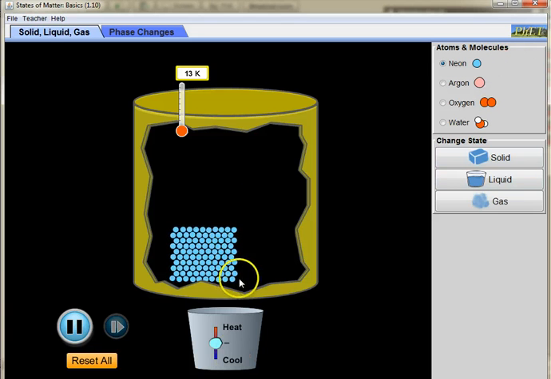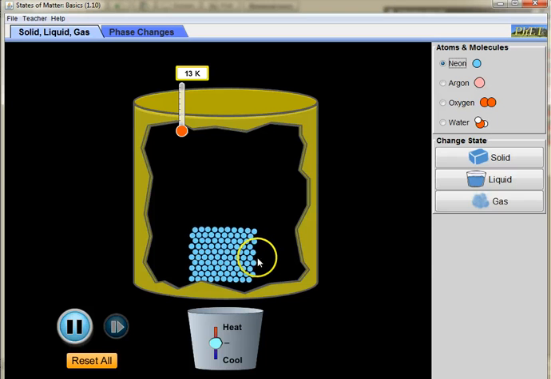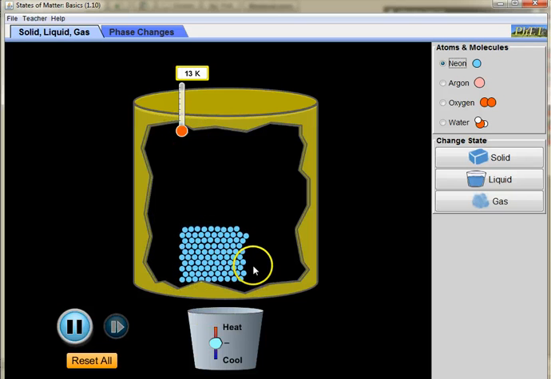And what it is basically, you have a container. Yeah, you can see inside the container, and you can see that it has some particles in it. It has different atoms or molecules which you can change. In this case, neon has been selected. You can change it to argon or oxygen or water depending upon what you want. And you can change the state of whatever is inside this container. You can also use heat, but we're not going to use that for now. There is also a thermometer here. You can read the temperature. It gives you the temperature of whatever is inside.